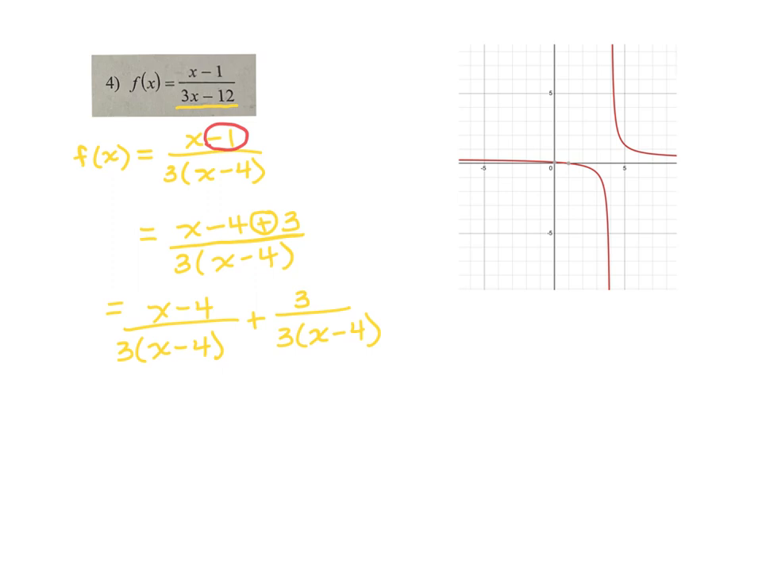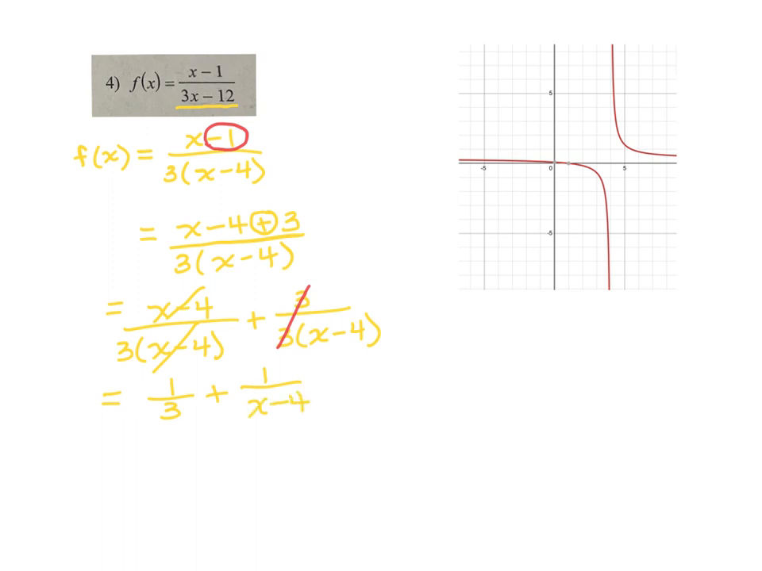Now what does that do for me? Well, remember, I wanted to change that x minus 1 into an x minus 4. And now that I've done that, I can cancel the x minus 4's top and bottom on this first fraction. So what I have now is just a 1 on the top and a 3 on the bottom. And then that's plus. And then for this second fraction, can you see that the 3 on the top and the 3 on the bottom cancel out? So all I have on the top there now is a 1. So I got rid of x on the top. But on the bottom, I have x minus 4.